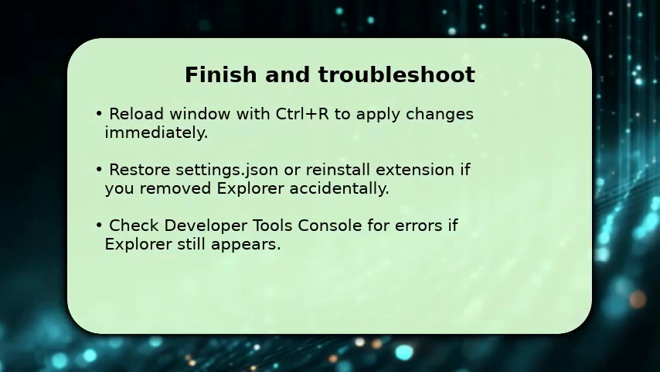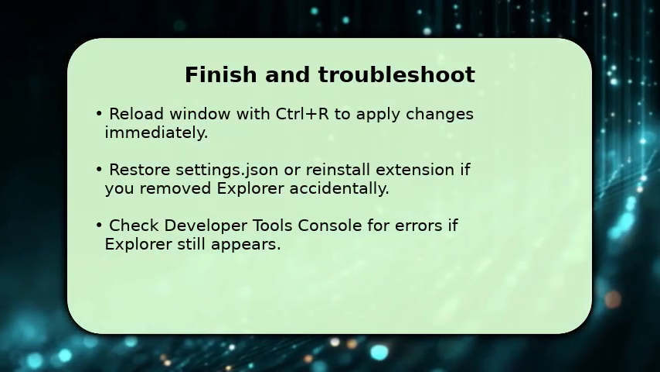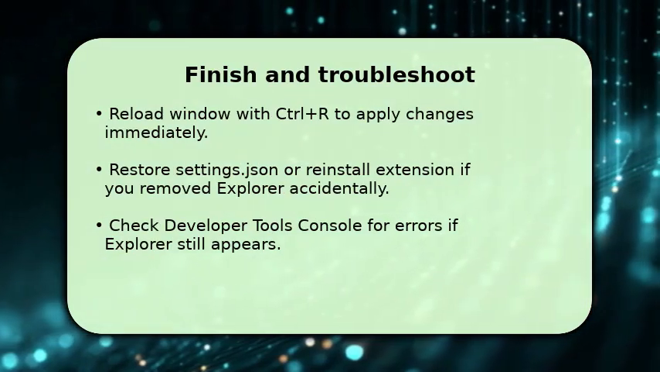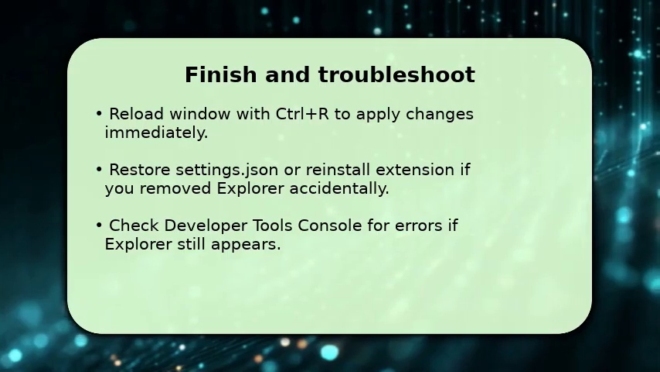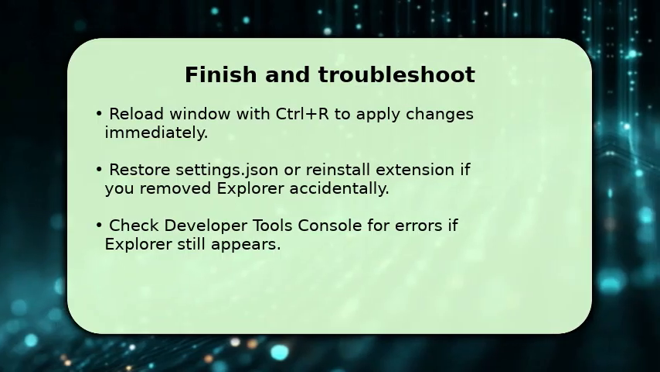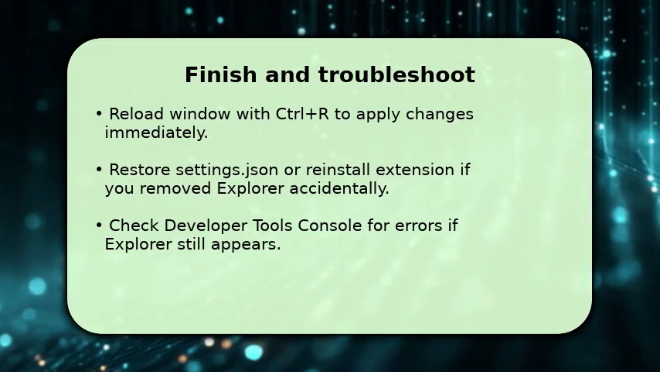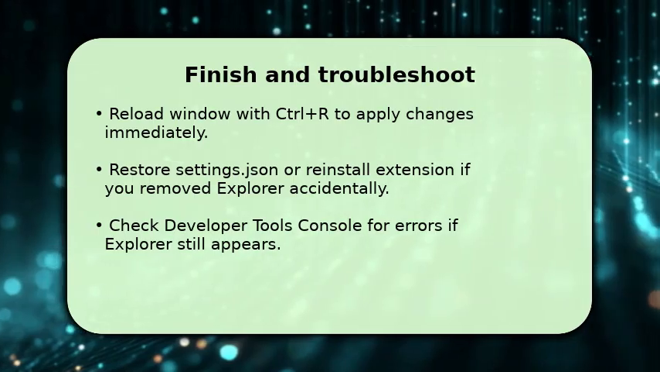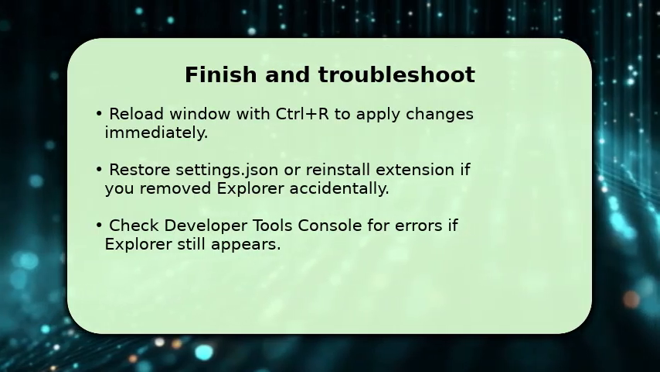Finish by reloading the window with Ctrl+R so VS Code rebuilds the view layout. Make sure the Explorer is gone. If not, double-check extensions and settings.json for remaining entries. If you removed Explorer by mistake, restore your backed up settings.json or reinstall the extension to recover it.